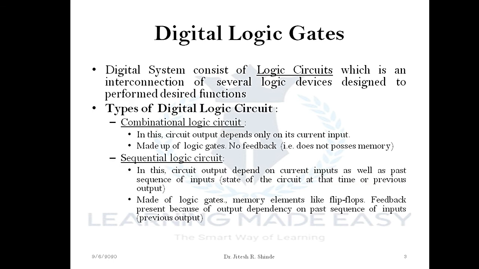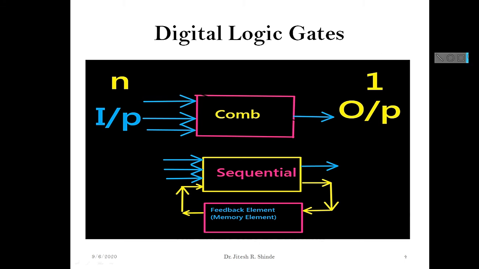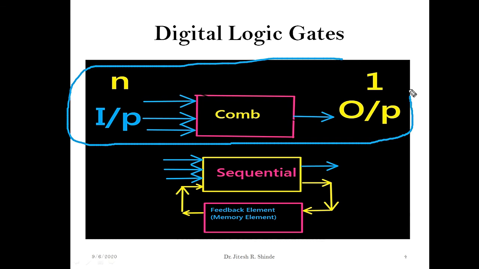This is my first diagram, of the combinational logic circuit. In a combinational logic circuit, there are inputs and one output. Here in this case, the present output depends on the present value of input. The present output depends only on the present value of input.